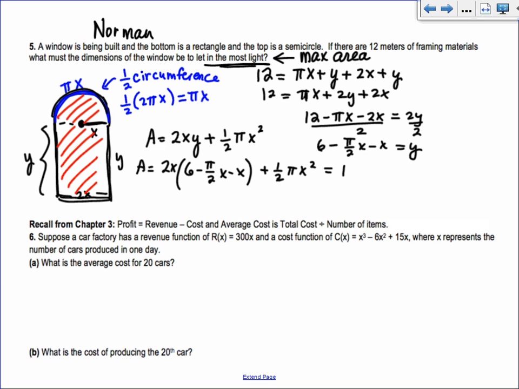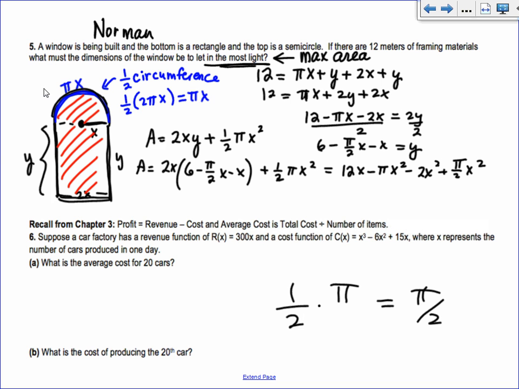So I'm going to have 12x minus 2x times pi over 2 x. The 2's are going to cancel, so you're going to have minus pi x squared. And then I'm going to have minus 2x squared plus 1/2 pi x squared. So I'm going to write pi over 2 x squared. I'm going to combine the 1/2 and the pi. Do you guys see I did 1/2 times pi, and I wrote pi over 2. All right, ready for the derivative? You could combine the pi and the 2, but I'm not going to. I'm going to separate.